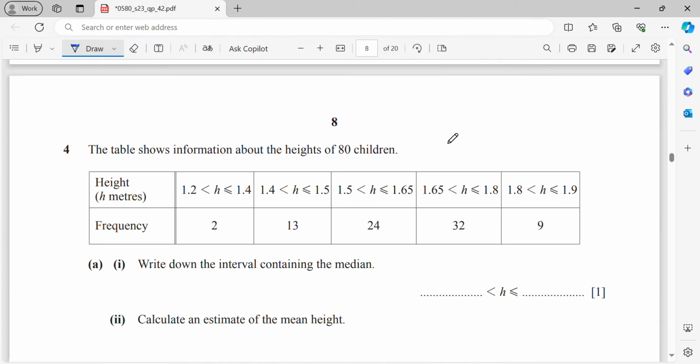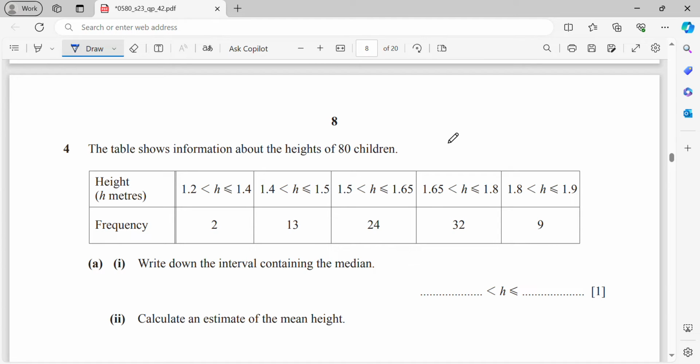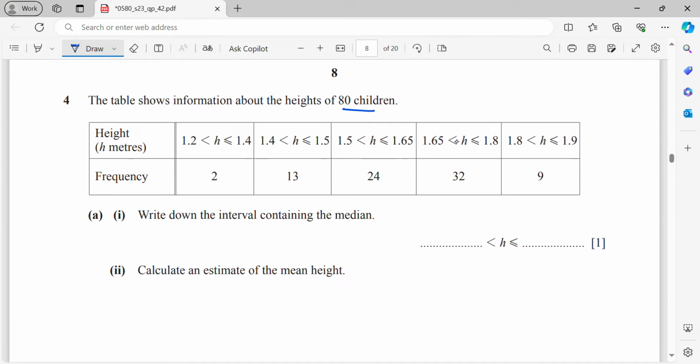Now, next question, number 4. The table shows information about the heights of 80 children. First part, write down the interval containing the median. With 80 children, I need to get 80 over 2, that is the position of the median. That means the 40th height will be the median.